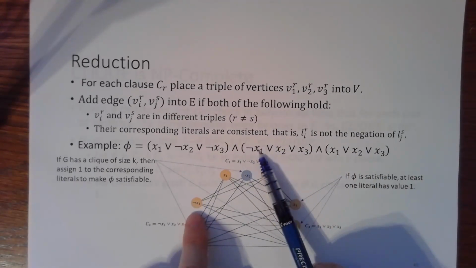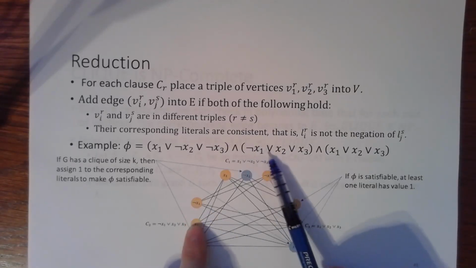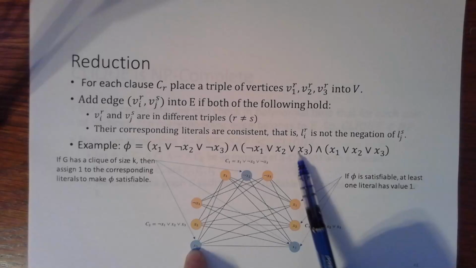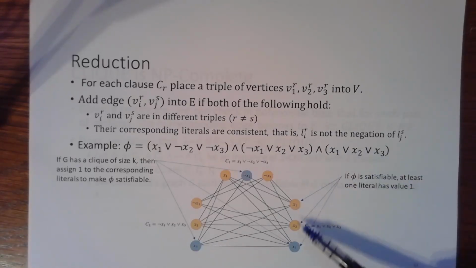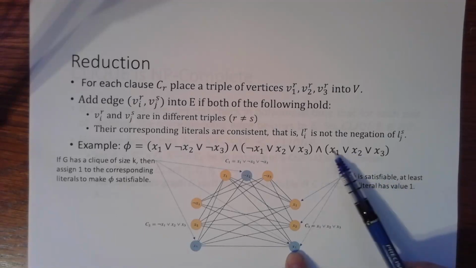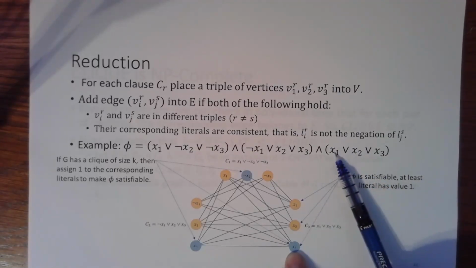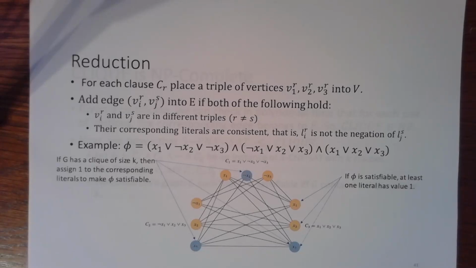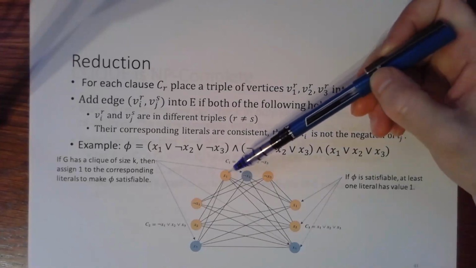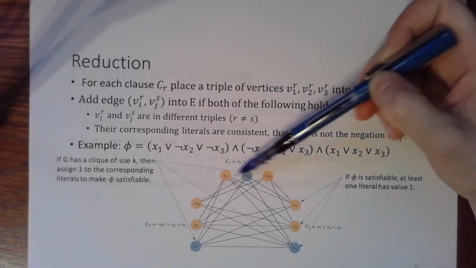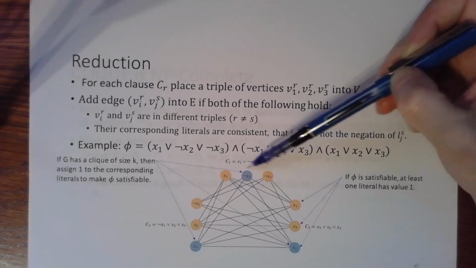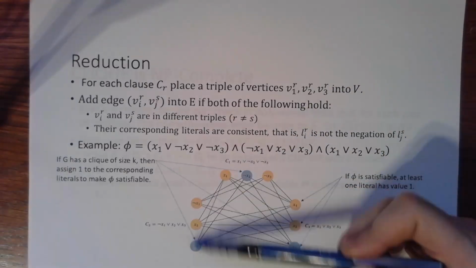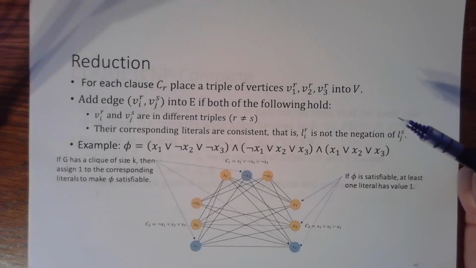So this is V1,2, V2,2, and V3,2. And my third clause here, these are the 3 vertices I add that are associated with that clause. So this would be V1,3, V2,3, and V3,3. And then I'm going to put an edge between them. So first of all, notice I'm not going to put an edge between any of the vertices that came from the same clause. So I'm not going to have any edges among this group, no edges among this group, no edges among this group, because they came from the same clause.